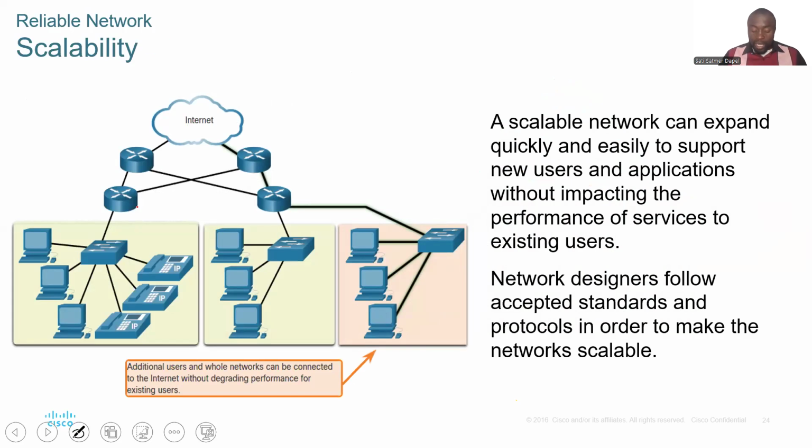The second element in network architecture is scalability. If you are building a reliable network, it needs to be scalable. Scalability means the ability to grow. Your network can expand quickly and easily to support new users and applications without impacting the performance of service to the existing user. Very, very important. Network designers follow accepted standards and protocols in order to make the network scalable.